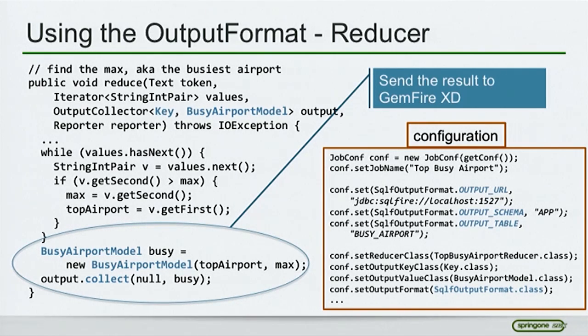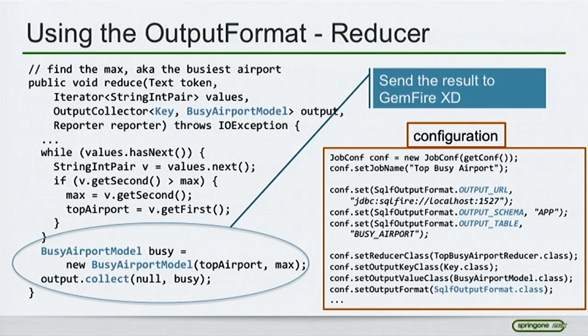Once we've captured that, we're going to create a simple Java POJO object and send it to the output collector. Again, you can see that in the job configuration we have to specify the JDBC URL, the output schema, and the output table name. In this case, we're going to send that to the busy airport table. And we set the output format to the GemFire XD output formatter.